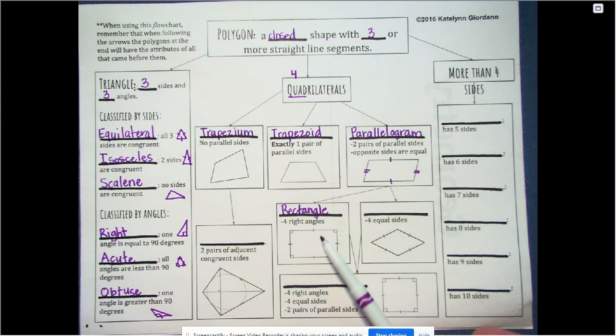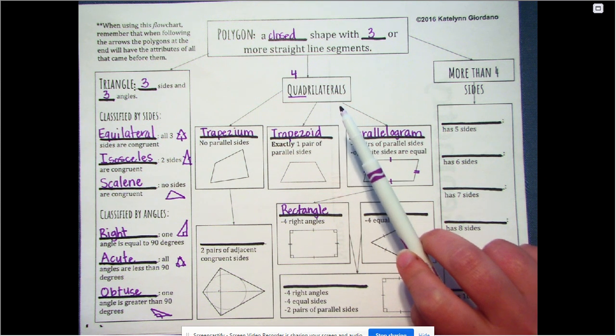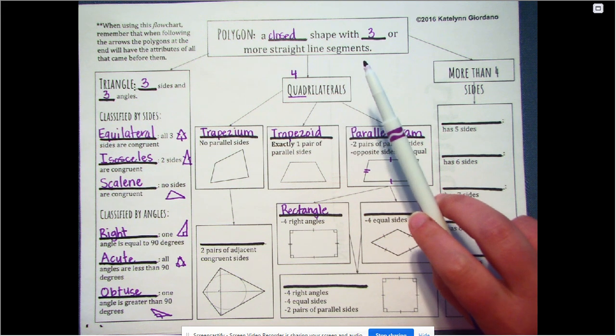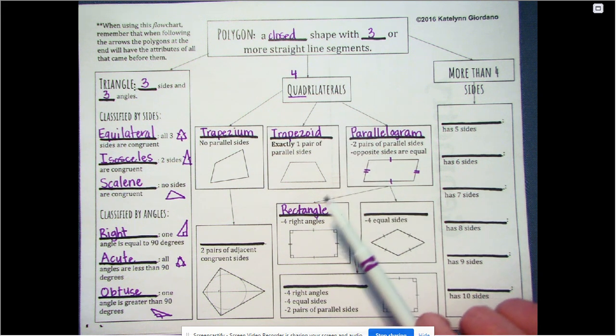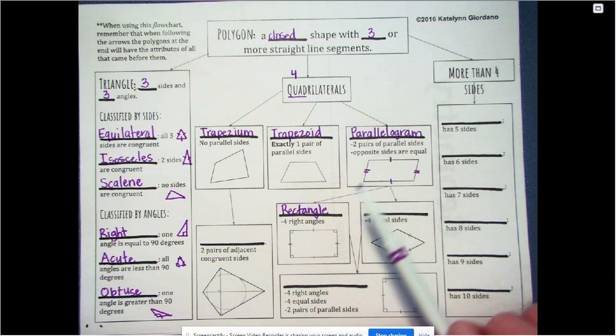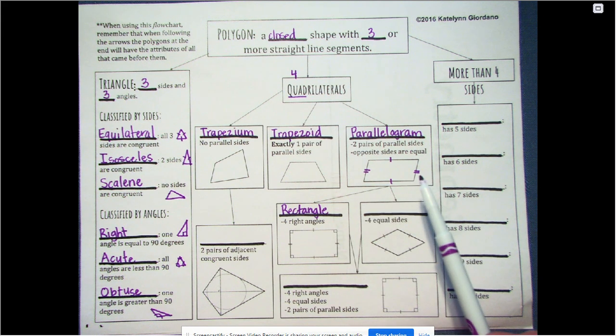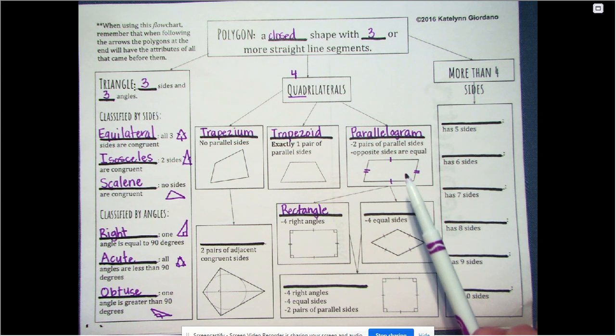So a rectangle can be classified as a rectangle and a parallelogram and a quadrilateral and a polygon because it fits all of the attributes of each of those shapes. But we would call it a rectangle because it specifically fits all of these other components and it has four right angles. This parallelogram could not be classified as a rectangle because it does not have four right angles.